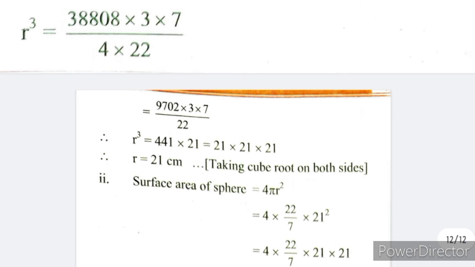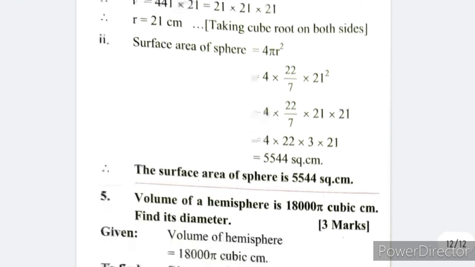So if you simplify these and multiply them, you will get the whole answer as 441 into 21, which I have written. And now we will get the answer as r cube is equal to 441 into 21, that is 9261. And what is 9261? The cube of 21. So we will take the cube root on both sides. So r is 21 centimeter.